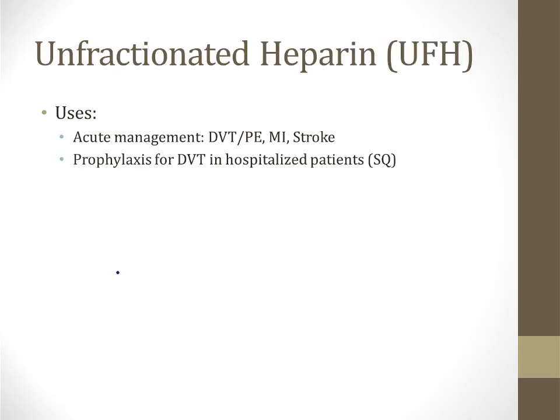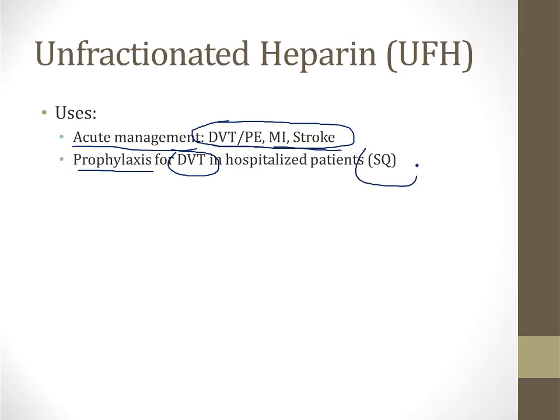Places where you can often see unfractionated heparin in use include the acute management of a number of thrombotic disorders. For example, DVT or pulmonary emboli or myocardial infarction or stroke. In all of these conditions, unfractionated heparin is administered because it will quickly inhibit the coagulation cascade and allow the body's natural anticoagulants to begin breaking down the clots. It's also often used for prophylaxis against deep vein thrombosis in hospitalized patients.